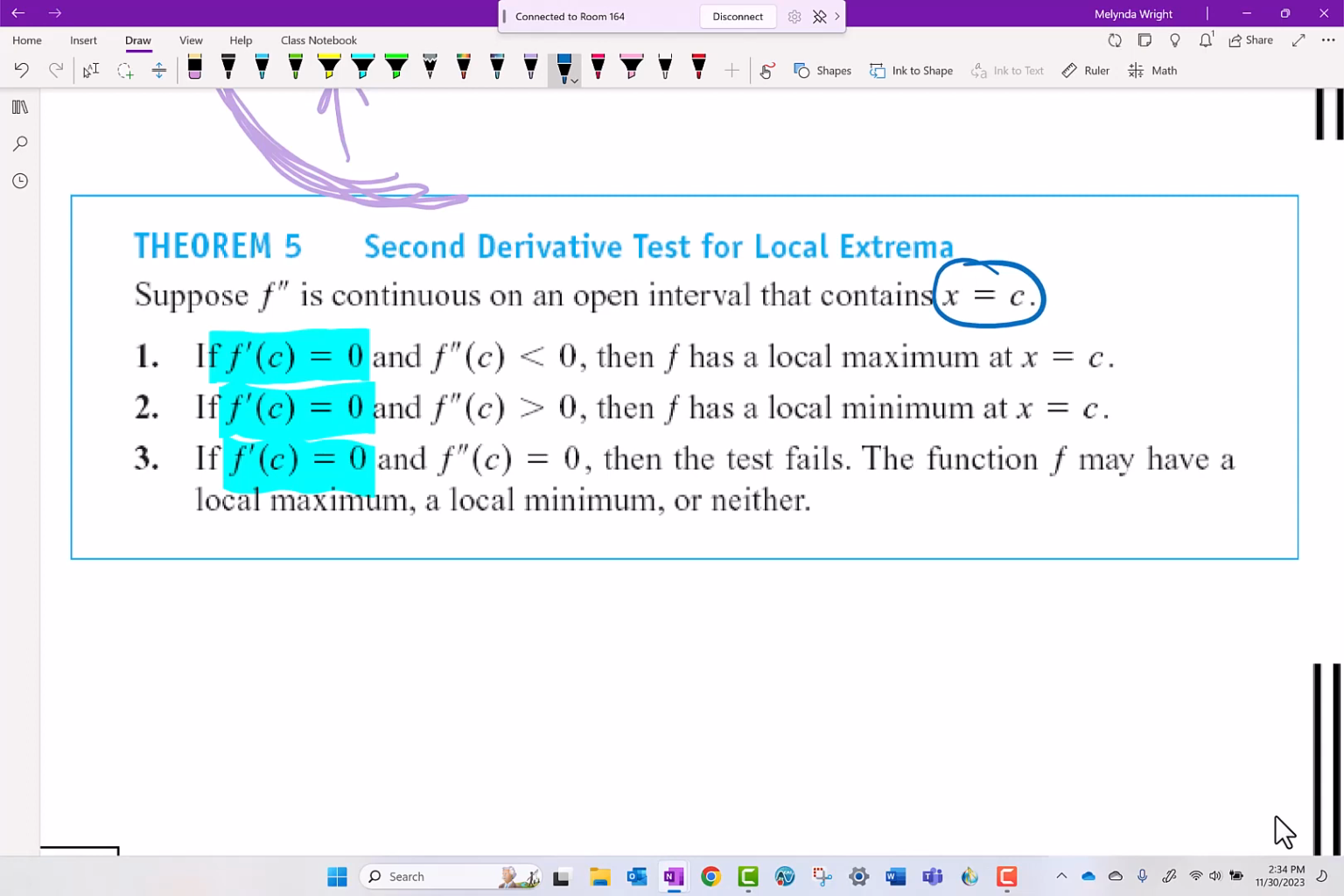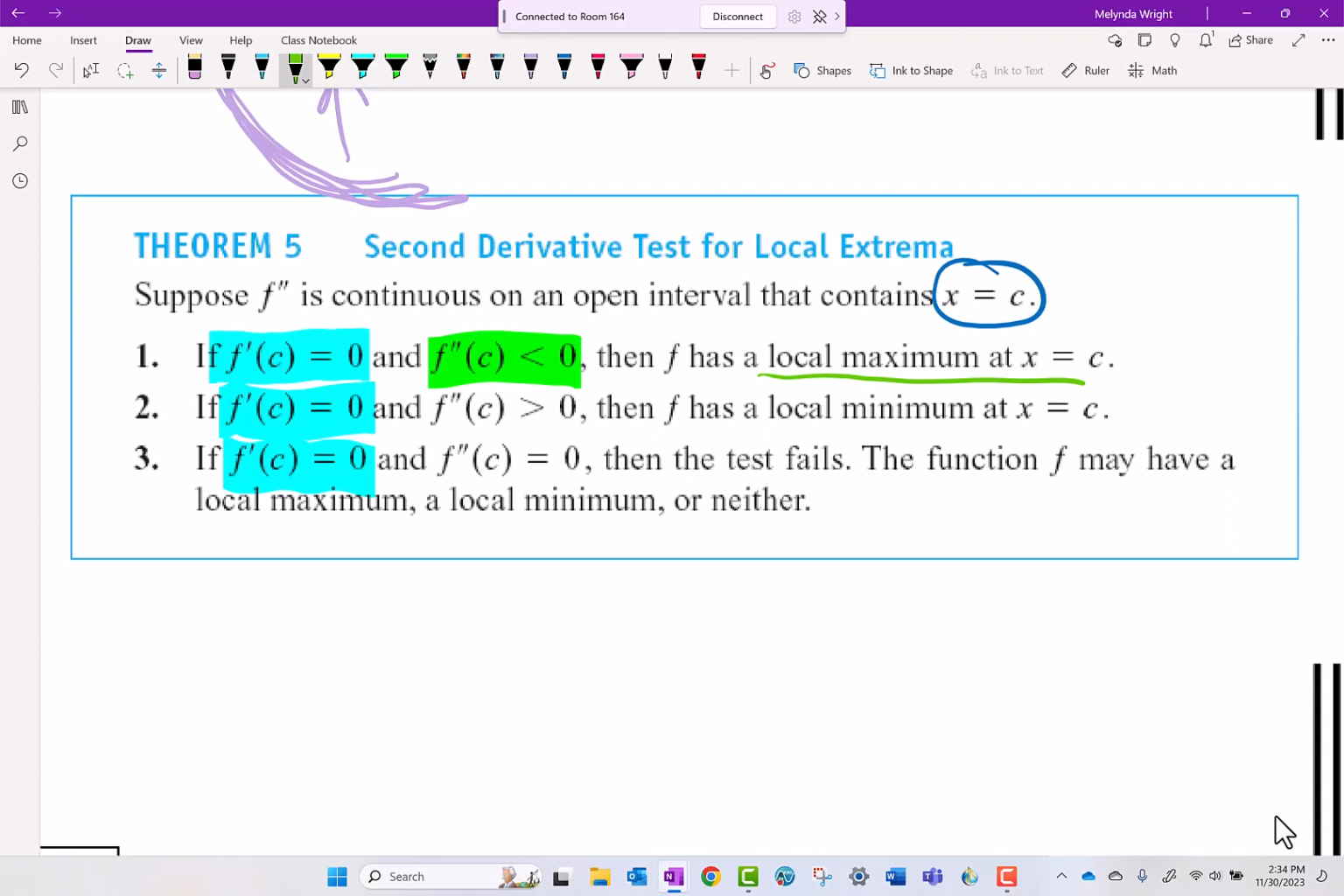If F prime is 0 and F double prime is negative, then we have a local maximum. Now, that might seem counterintuitive: F double prime is negative, but we have a maximum.